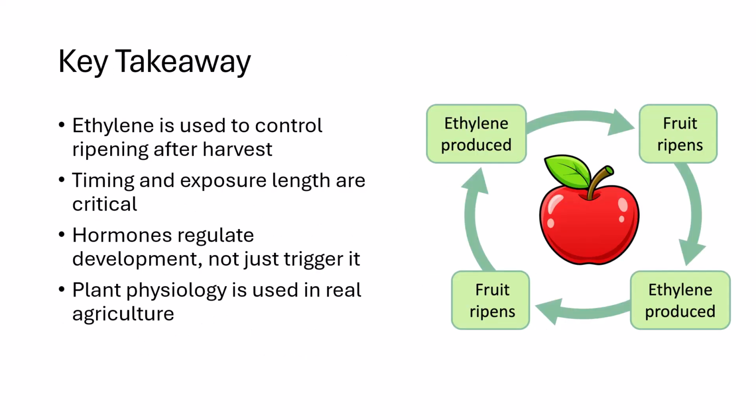The key takeaway is that ethylene is used deliberately to control ripening after harvest, and that timing and exposure length are critical. This case shows that plant hormones regulate development rather than just triggering it, and that the biology you're learning in this lab is used every day in real agricultural systems.